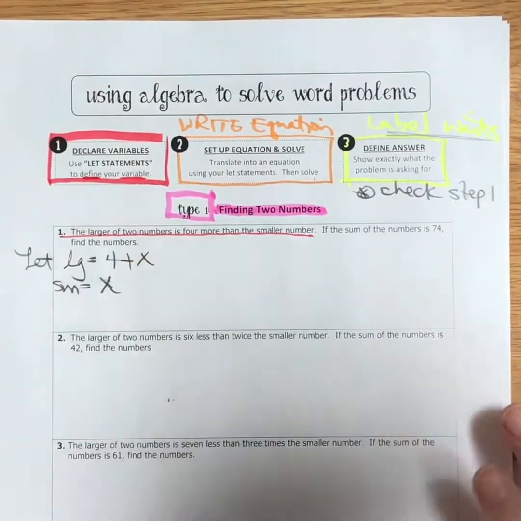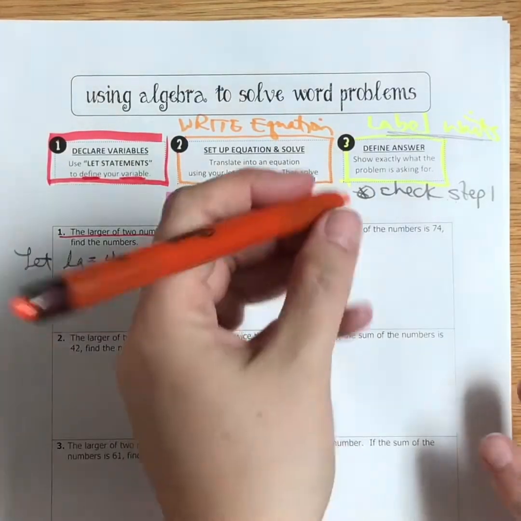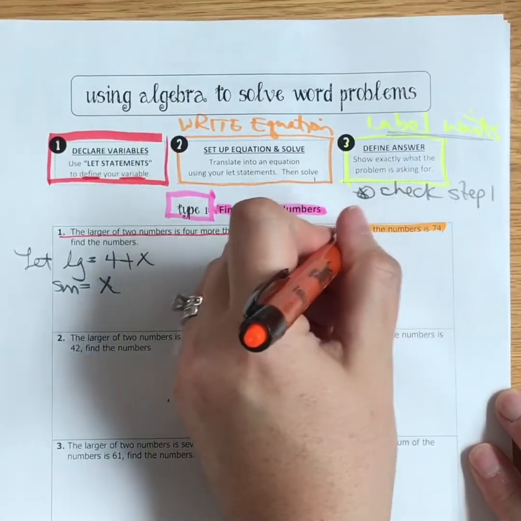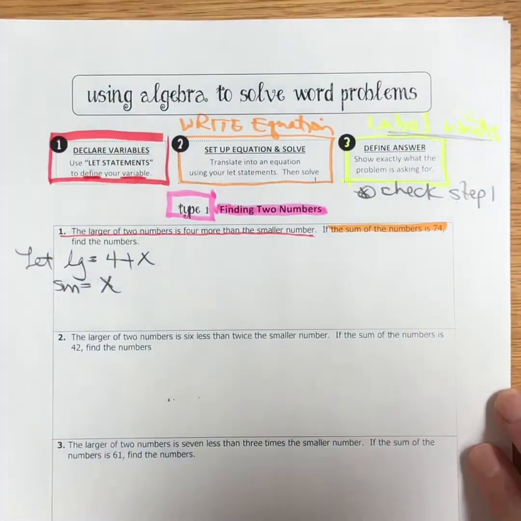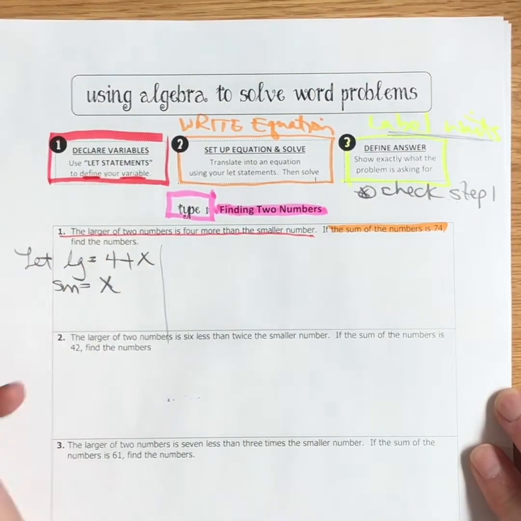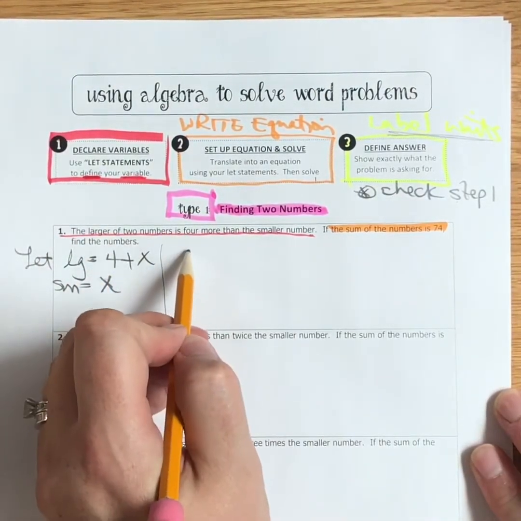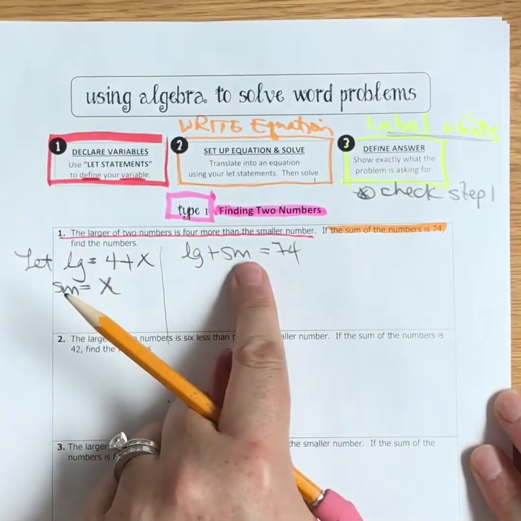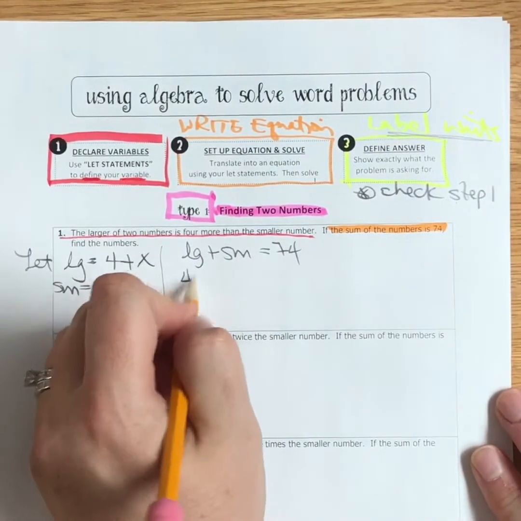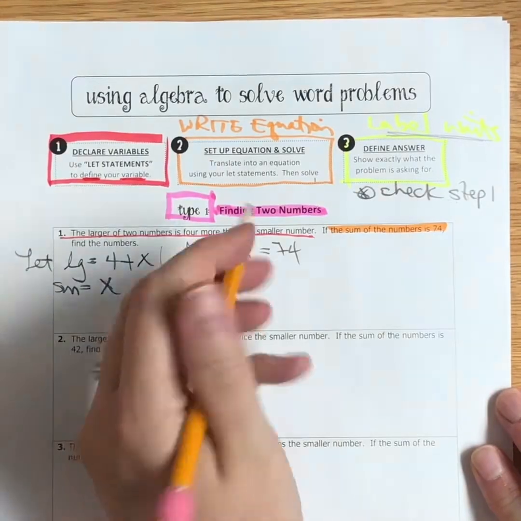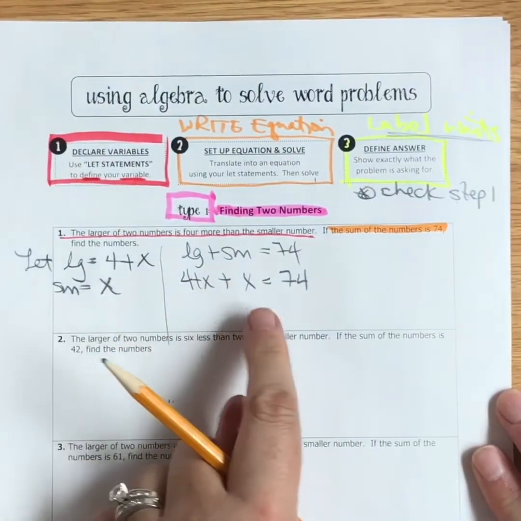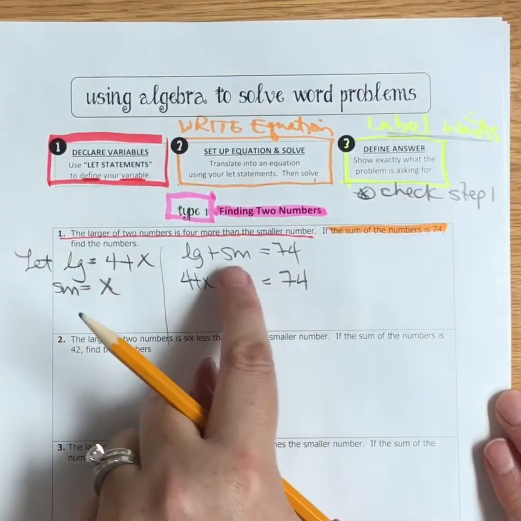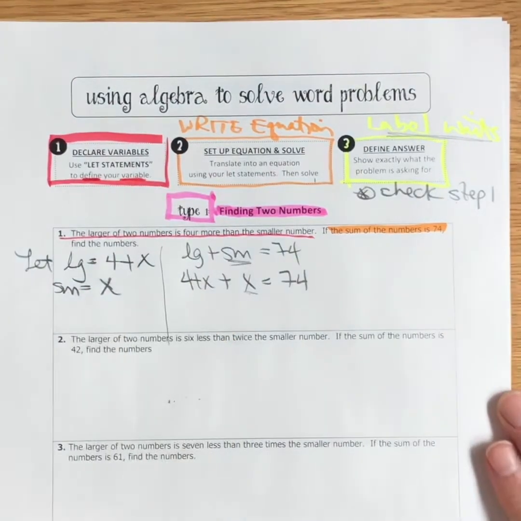Okay. Now, the second sentence, where it tells us the sum of the numbers is 74, this right here is step 2, where we're going to write the equation. So we take this information. Basically, we're going to do the large number plus the small number, that's going to equal 74, but we can't use large plus small. We're going to use 4 plus x plus the small number, which is x, equals 74. The biggest mistake I see is people just put the large number, 4 plus x equals 74, and they forget that they have to add the small number also.